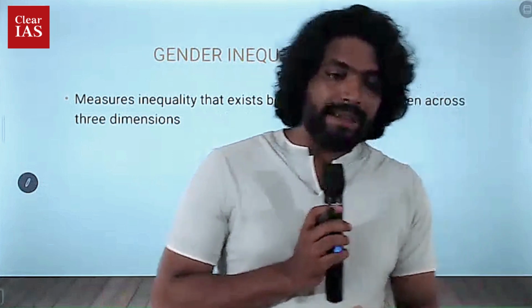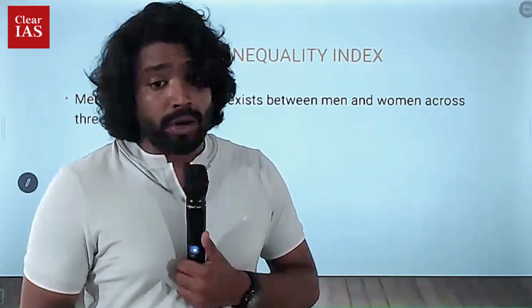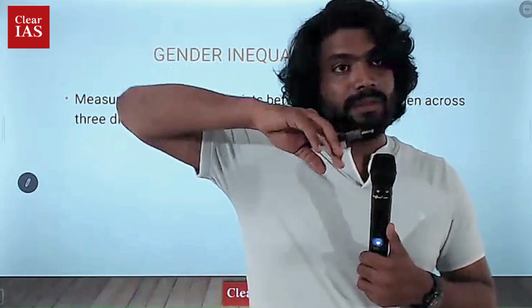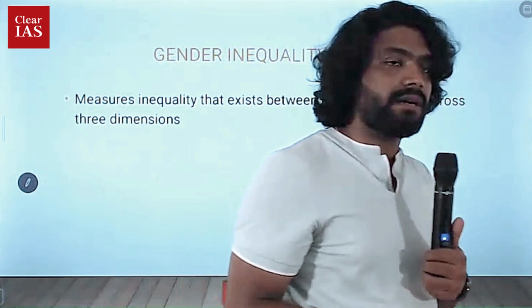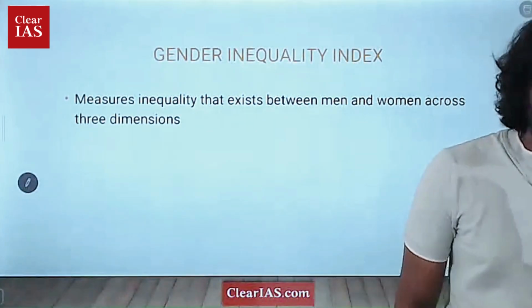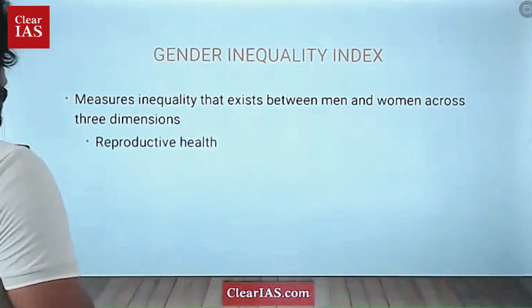Gender Inequality Index, this was first released in, sorry, 2010, along with the Multidimensional Poverty Index released by UNDP itself. So this doesn't measure the progress made. It actually measures the inequality that exists between men and women. So the parameters, or the dimensions, being measured are different.